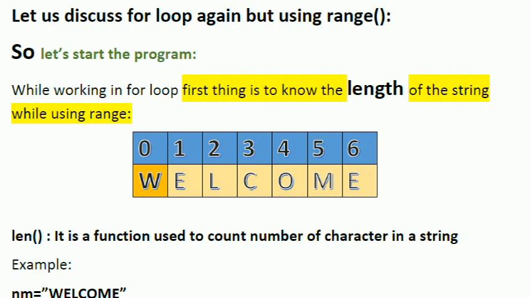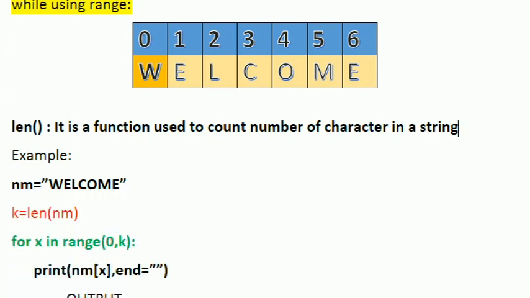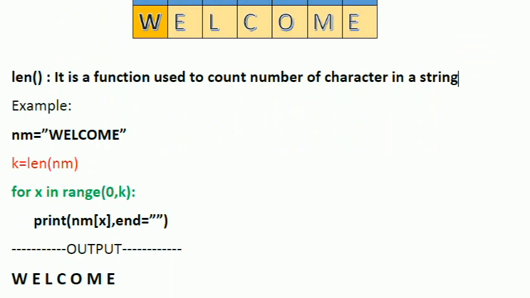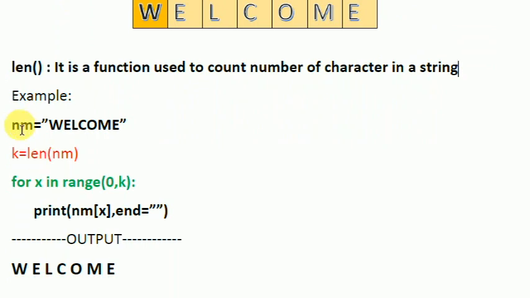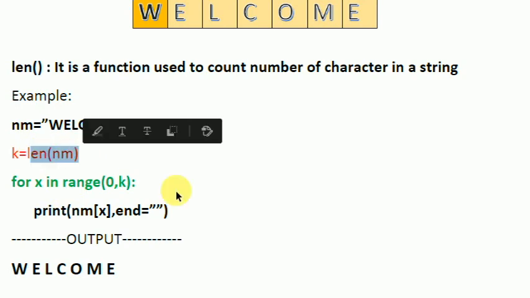Now when we move to the next part, I'm going to show you the example, where I have written a whole program. Same line, nm equals welcome. The next line is very important, and that line is k equals len of nm. It doesn't mean that you need to declare the variable k only. You can declare any type of variable with any name, but the first thing is that you need to find out the length, and the length is not going to be 6.